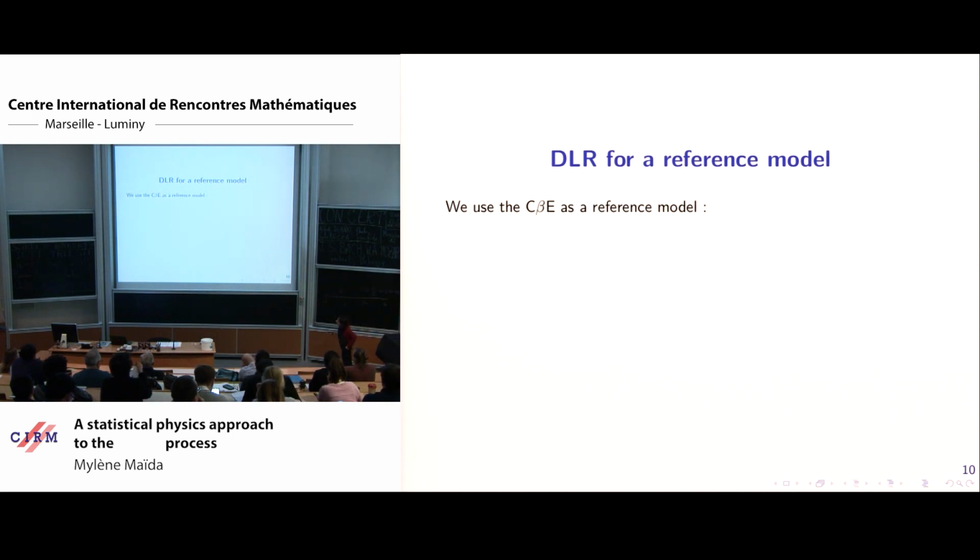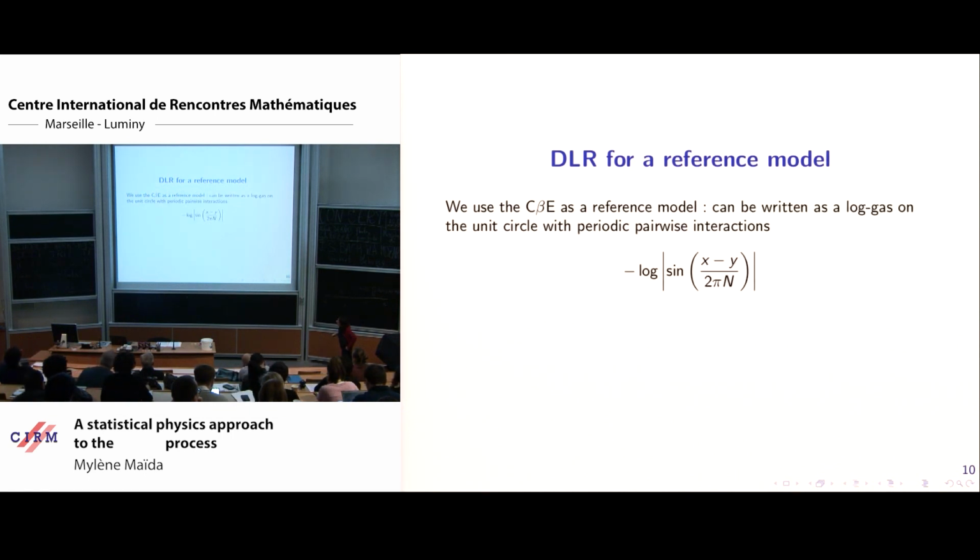So we start from C beta, because we know that C beta converges to the sine beta at the microscopic level. So we show that C beta is in fact a log gas on the unit circle, and if you want to write it on the line, it's a log gas with a pairwise interaction of log of sine of x minus y. Okay, so it's almost the logarithmic interaction, but you have to, of course, take into account the periodicity.